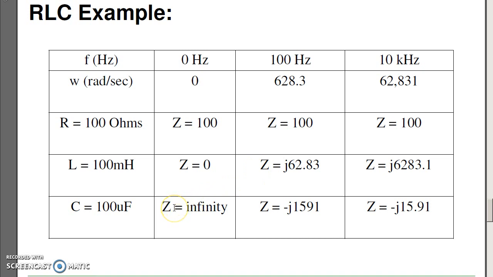For capacitors, the impedance is 1 over j omega C. As frequency goes up, the impedance drops. And from ICE, current leads voltage, that gives you a minus j impedance. Okay, inductors are different than capacitors. Inductors have a plus j, capacitors have a minus j impedance.